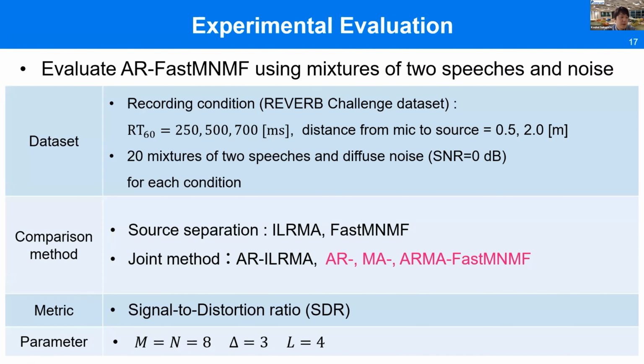We evaluated AR-MA fast MNMF using mixtures of two speakers and diffuse noise. We compared AR-MA fast MNMF with vanilla fast MNMF, vanilla ILRMA, and AR ILRMA. This AR ILRMA integrates ILRMA and AR reverberation models. As our evaluation metric, we used signal to distortion ratio, SDR.